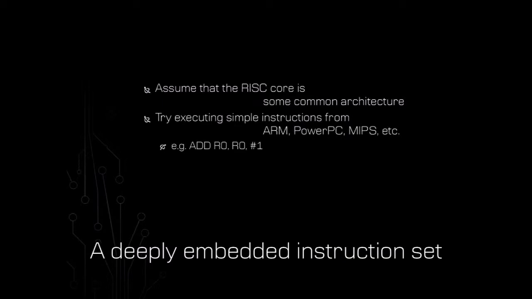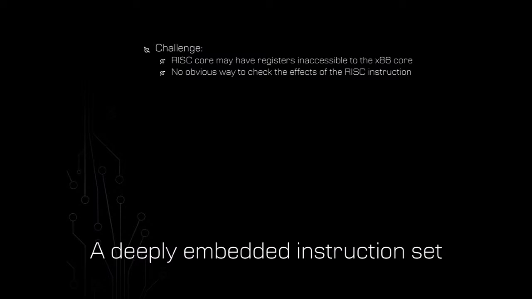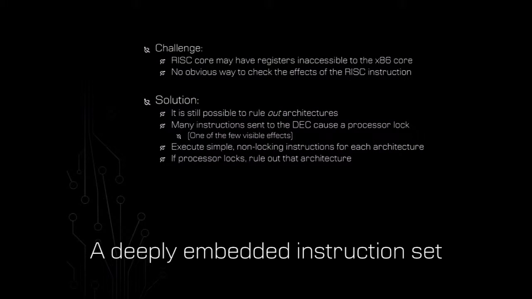So to test that, we could basically try generating simple instructions in some common architecture, like ARM, PowerPC, or MIPS. I might generate an instruction like add 1 to R0 for ARM, and I could try executing that on the deeply embedded core and see what happens. The challenge here is, without knowing anything about that deeply embedded core, there's no obvious way for me to check the results of an instruction. So sure, I can generate some simple RISC instruction and try to execute it, but I don't know what I'm looking for after it executes.